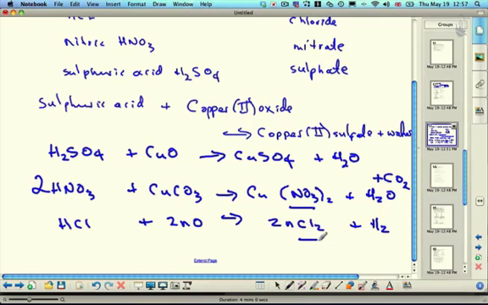This one is not. We've got 2 Cls here, so we need a 2 here. 2H, 2H, it's now balanced.